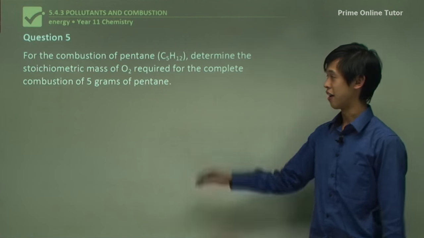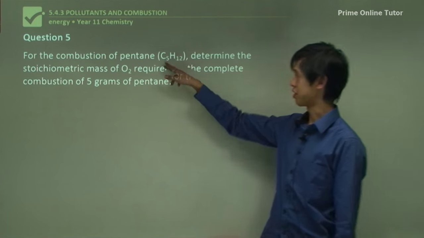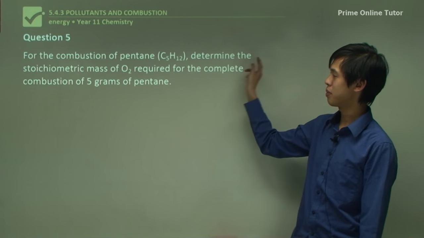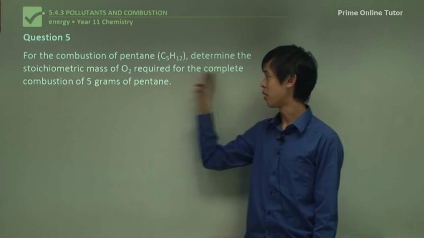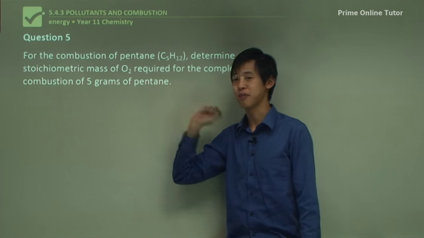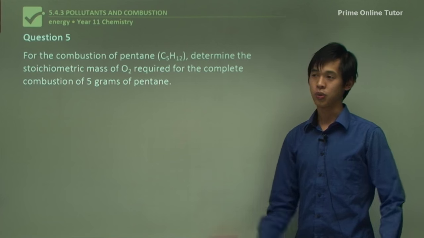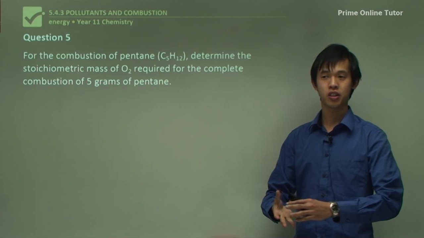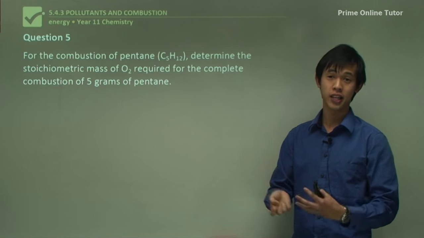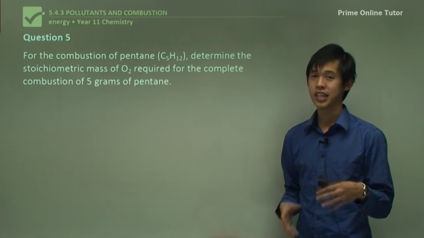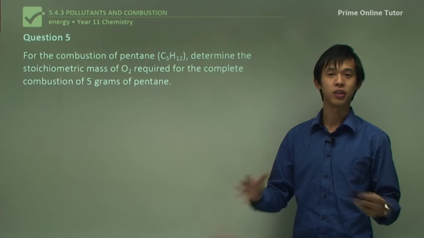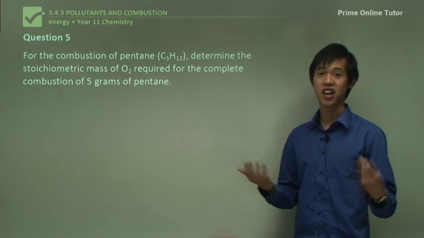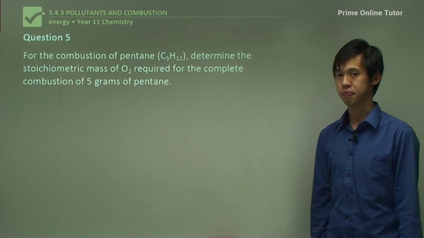So now we have question 5. For the combustion of pentane, which is what we just looked at, determine the stoichiometric mass of oxygen required for the complete combustion of 5 grams of pentane, okay? So we've got 5 grams of pentane, we're burning it, we want complete combustion, so how much oxygen do we need in terms of mass? So here's where we need to use those moles that we learned in a previous topic.